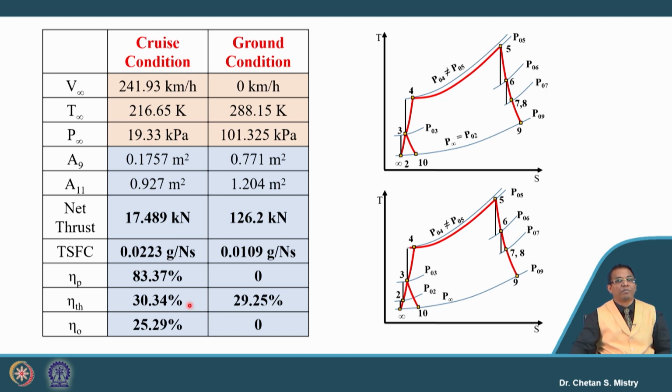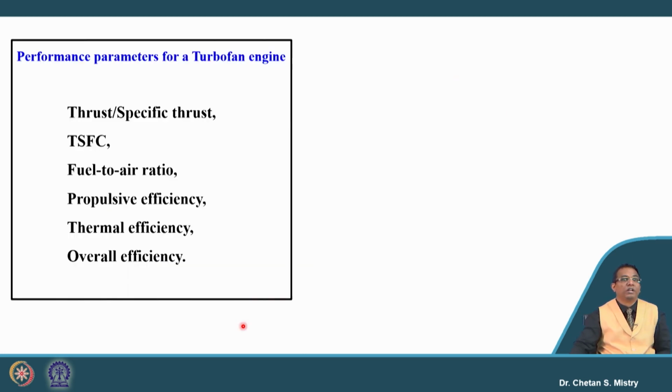We have our thermal efficiency for the cruise condition as 30.34, and for the ground condition it is coming 29.25. Since for the ground condition my velocity is 0, that is the reason why propulsive efficiency is 0, and thermopropulsive efficiency or overall efficiency will also go to 0. Okay. Now, let us discuss the performance parameters.